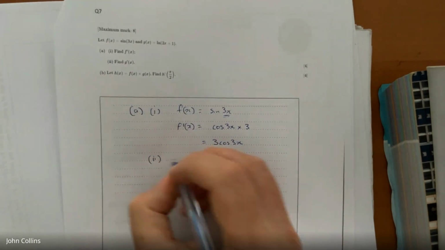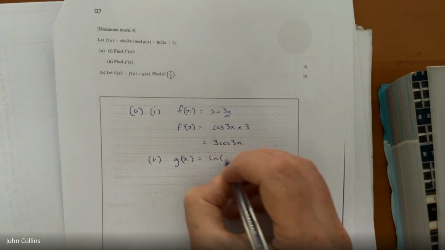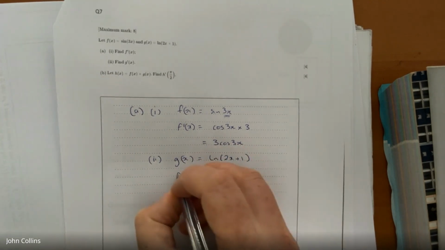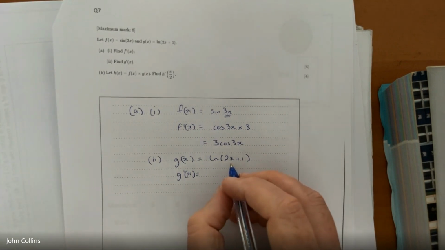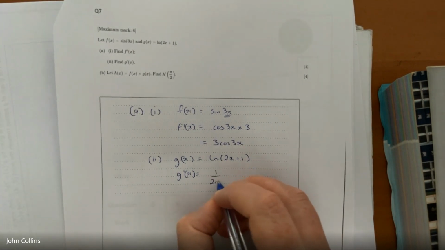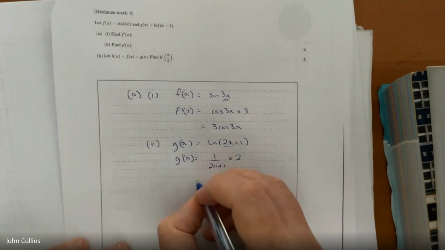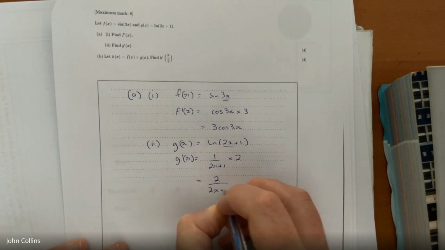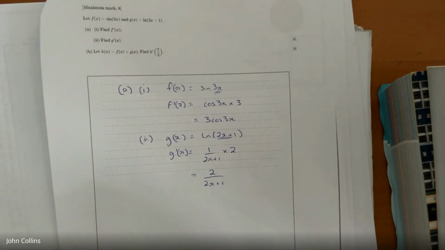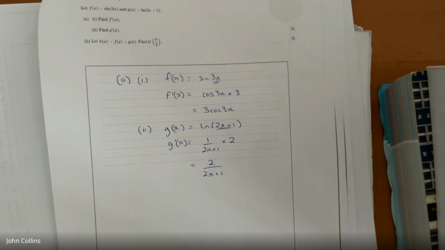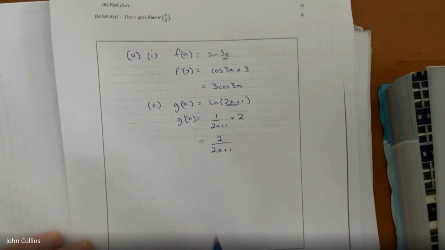Part 2 then, find the derivative of a natural log function. The first derivative of this is another chain rule. It's 1 over 2x plus 1, but I need to multiply then by the derivative of this, which is 2. So it is 2 over 2x plus 1. Remember, this is a function within a function. You deal with that afterwards by multiplying by the derivative. Okay, so that's part 1 and part 2a.